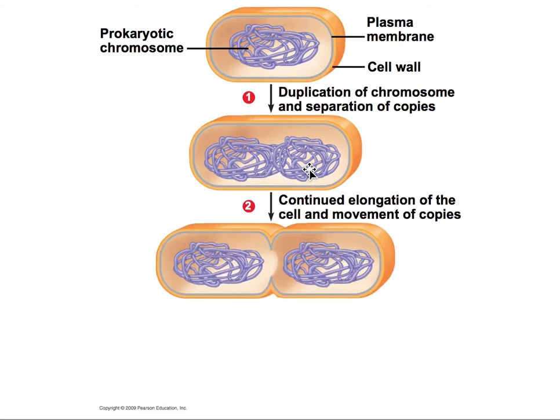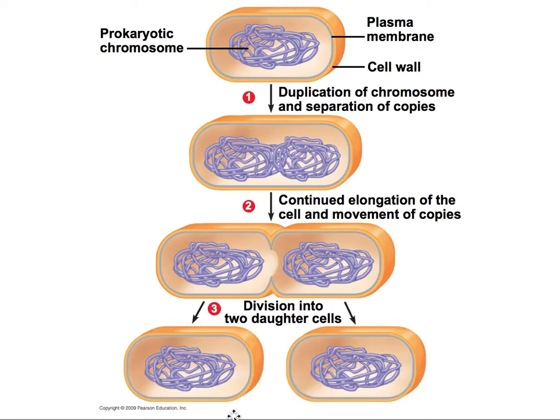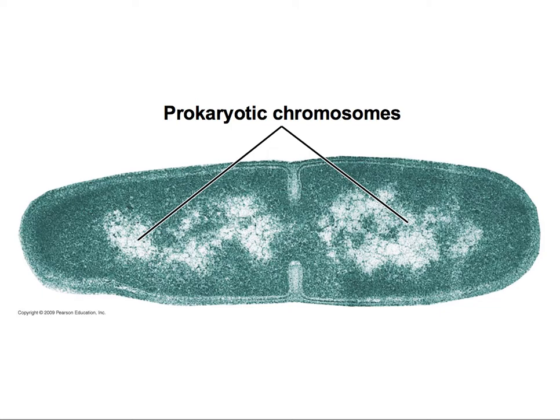The next thing it's going to do is that this bacteria is going to elongate, and the copies are going to go into two separate sides of this long cell. And then basically the bacteria is going to pinch into two new cells, each getting a complete copy of the DNA. This is called binary fission, and it is quite simple. Here you can see an electron micrograph of a dividing bacterium. You can see the DNA on the two sides and the two daughter cells.